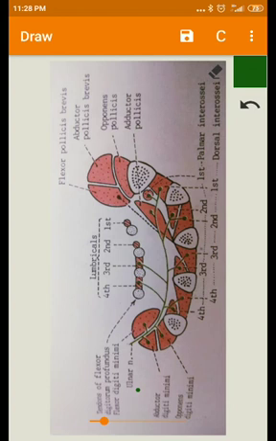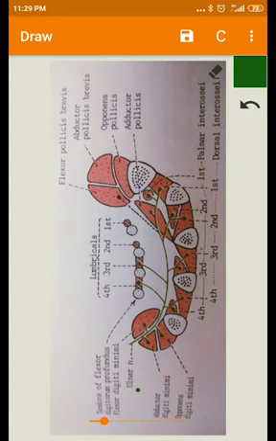Okay, now in this we can see the distribution of the ulnar nerve. The superficial branch supplies the palmaris brevis, which is a subcutaneous muscle. So that superficial branch gives to the palmaris brevis and also gives three digital branches, same as the dorsal cutaneous branch. So the medial 1.5 fingers are supplied by this ulnar nerve.